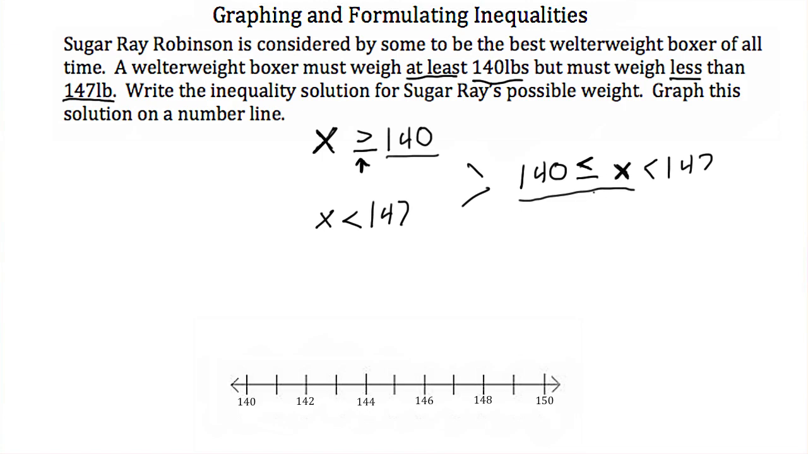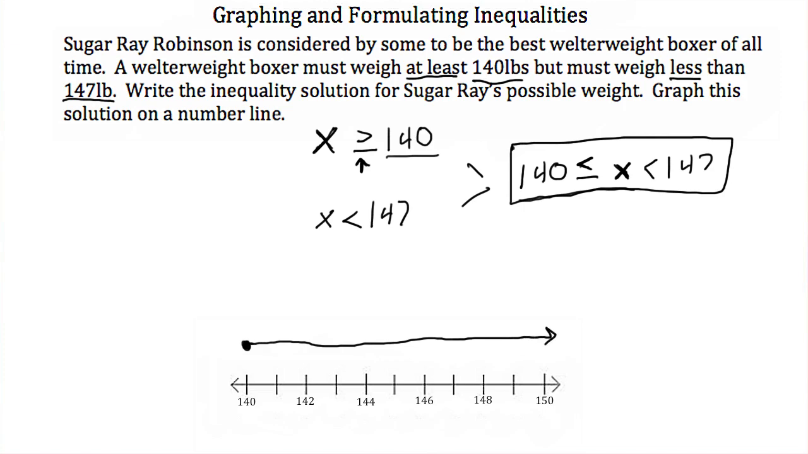Now how do we graph this? Because this is our expression. But we have two conditions here. We have the 140 and the 147. So let's do this in two different pieces. We know X has got to be greater than or equal to 140. So if we go to 140 on our number line, we would have a solid point, and then we would color in all the points that are greater than 140, which would be all of the points to the right of 140. And then we also have a second condition that says X has to be less than 147.